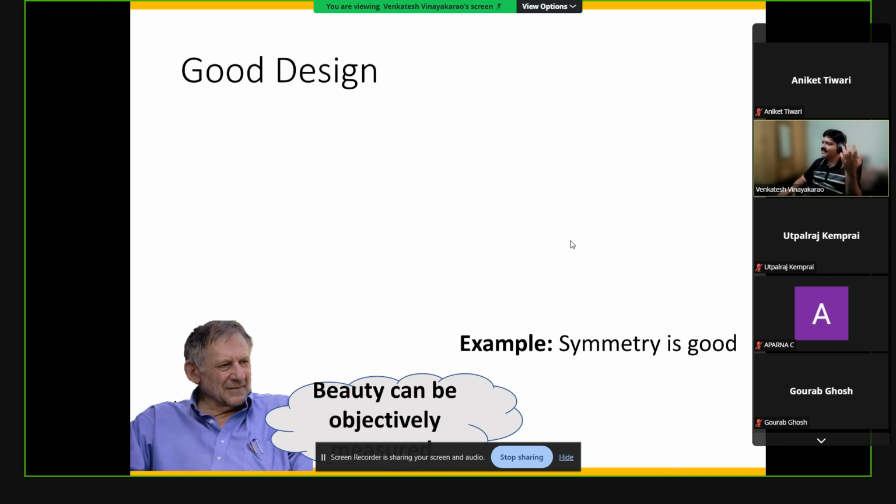Finally, Christopher Alexander came up with this answer: that beauty can be objectively measured. And as an example, he gave that symmetry is considered good. And there's a common consensus that all of us like symmetry. So, who can tell me?